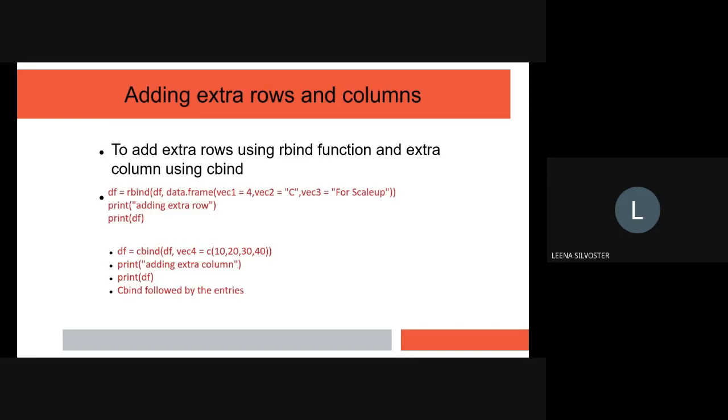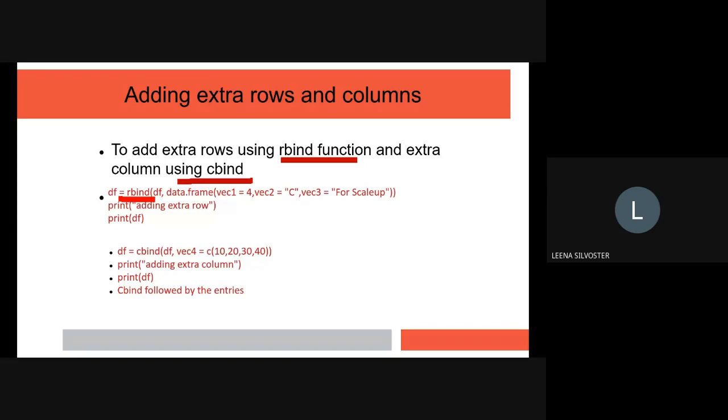How to add extra rows and columns? To add extra rows and columns, you can use two functions, the rbind function and the cbind function. To add extra rows, you can use the rbind function, and in order to add extra columns, you can use the cbind function. So consider the previous data frame with three vectors. The first vector has numeric values and the second and third vectors contain character values. So we are binding one more row to this data frame. To add extra rows, we can use the rbind function.